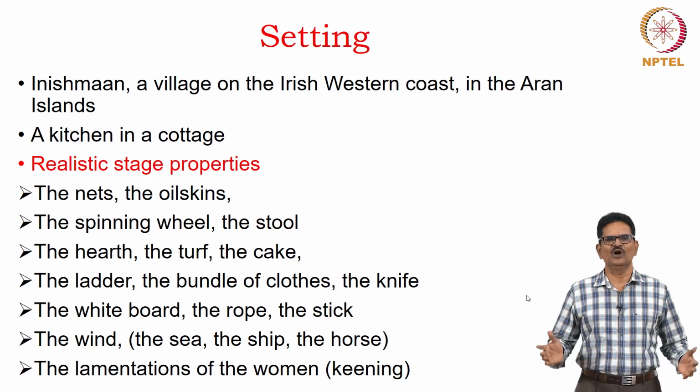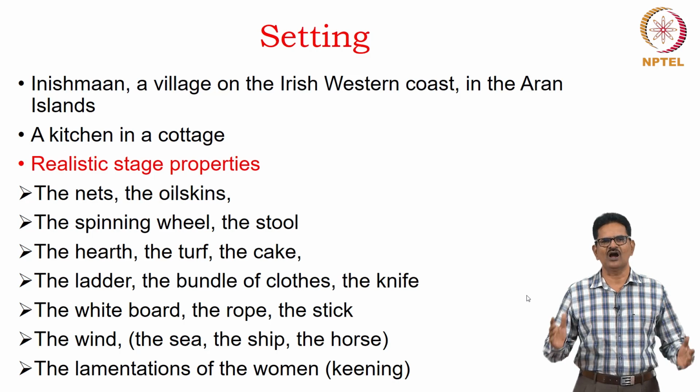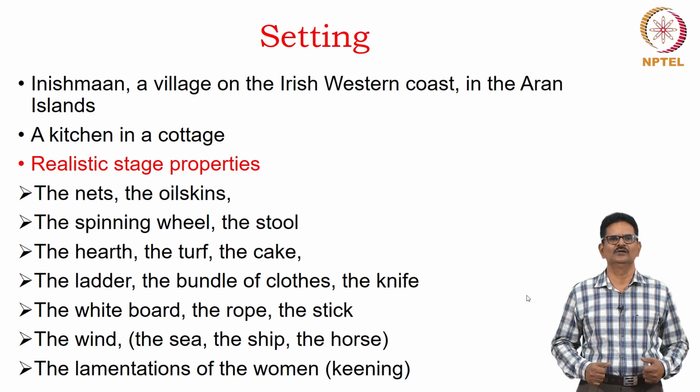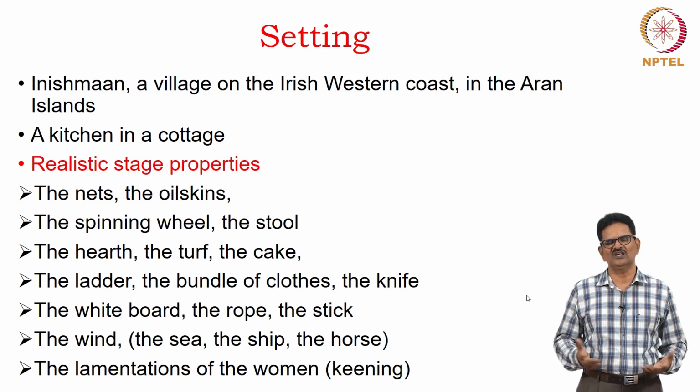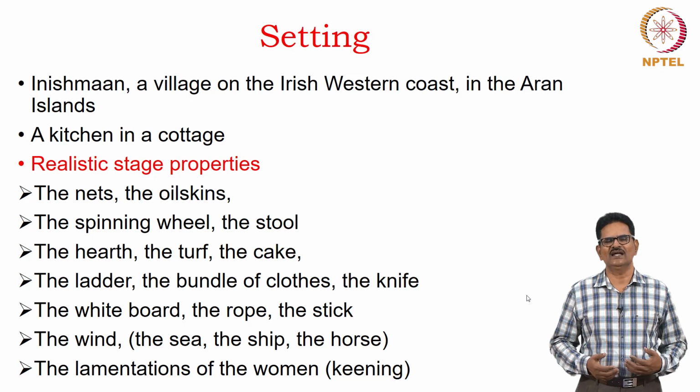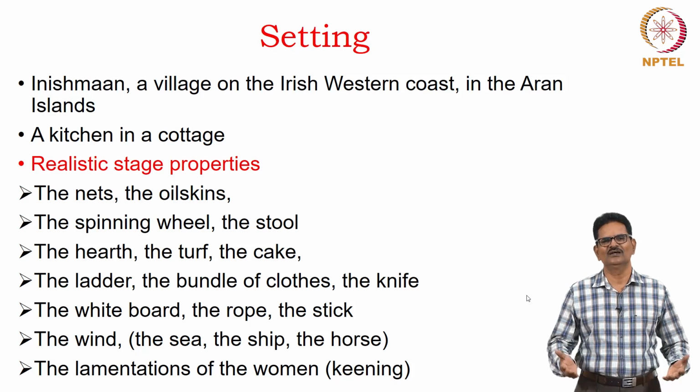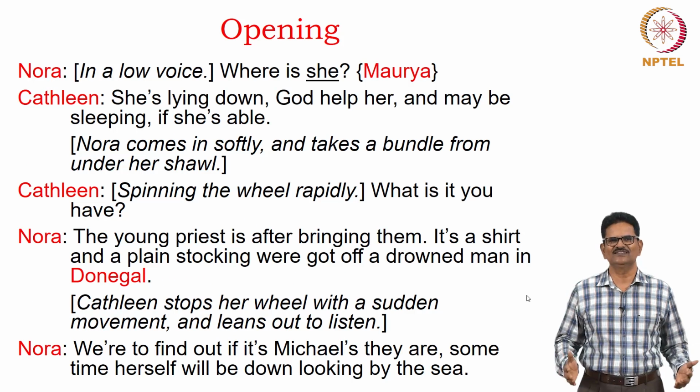Along with the wind, we also have the sea, the ship, the horse. These are mentioned in the play. The lamentations of the women we can hear when we watch the play, or when we read the play. We can understand that there are many women who cry at the death of some people. We have some selected scenes from the play.